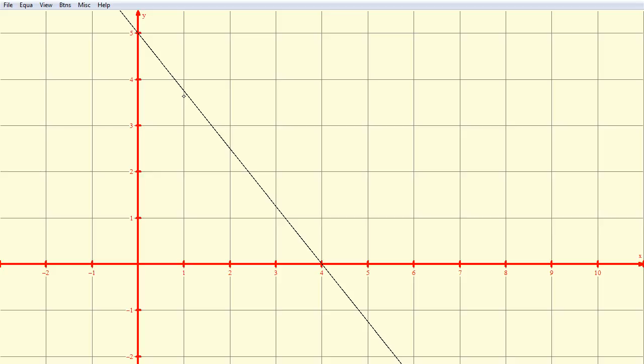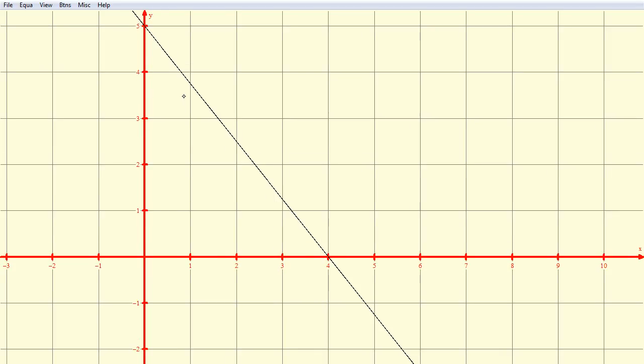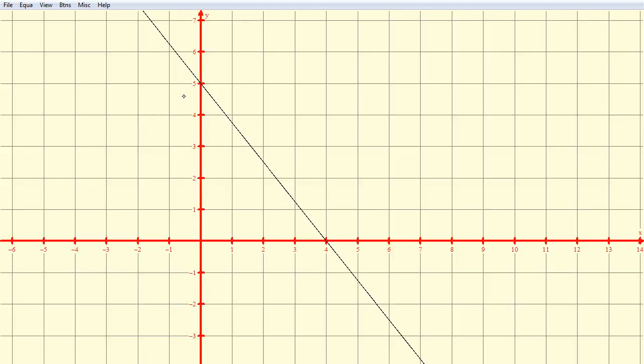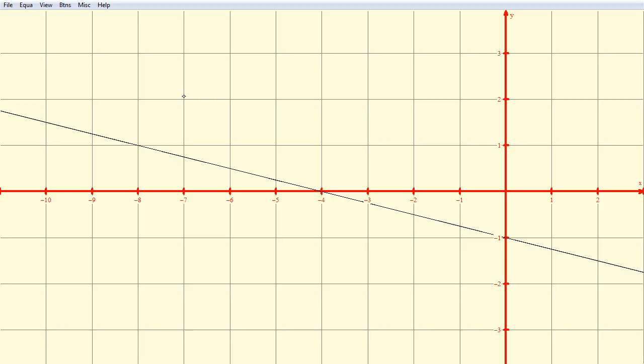How many people agree with this? Raise your hand. Good. How many people do not agree? Oh, you don't agree? Okay. Should we try one more? How about if I give you this one? Okay, who thinks they know the equation of this line?